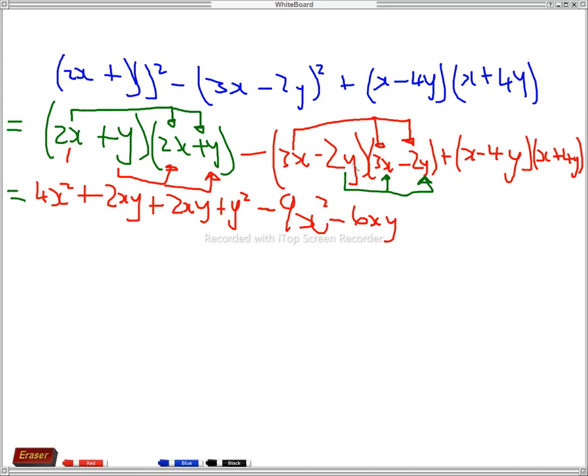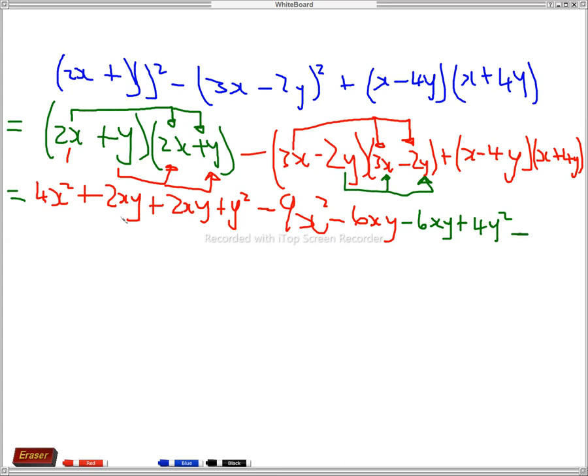Negative 2y multiplied by the 3x is going to be negative 6xy. This one is negative 2y multiplied by the negative 2y, which is going to be positive 4y squared. You understand? Now we have the other bracket.